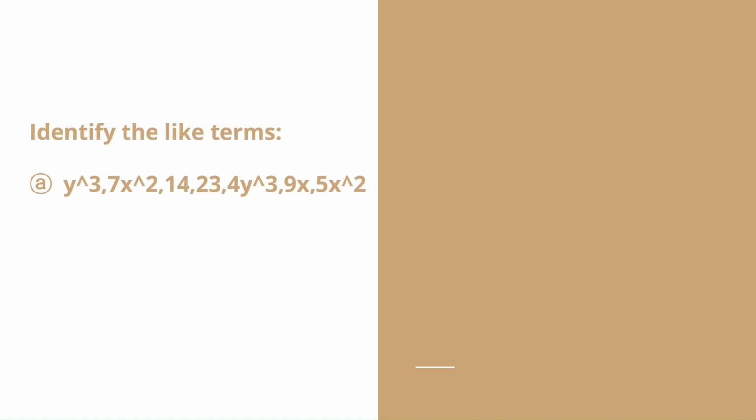Now you try to identify the like terms: 7x, 7 to the power of 3, y to the power of 3, 7x to the power of 2, 14, 23, 4y to the power of 3, 9x, and 5x to the power of 2. For this one, I'll give you 15 seconds to try it.